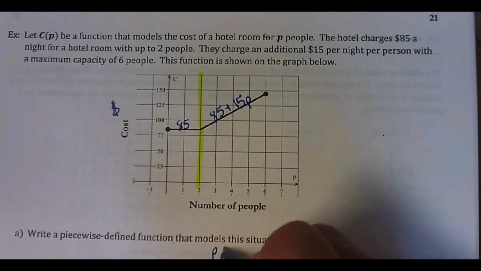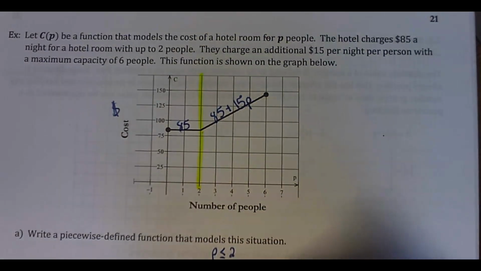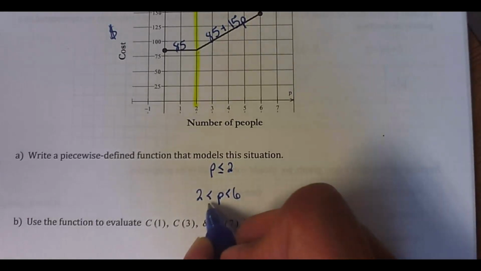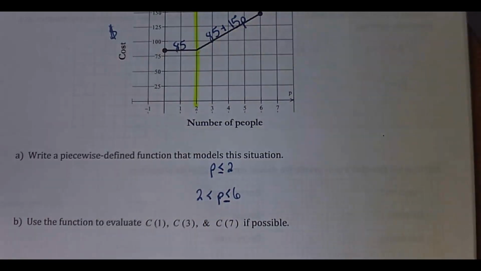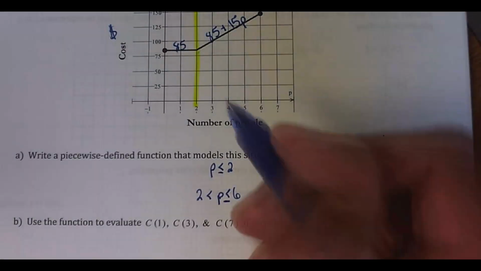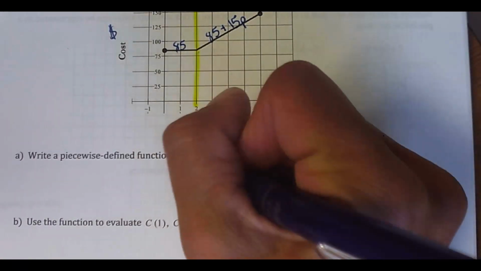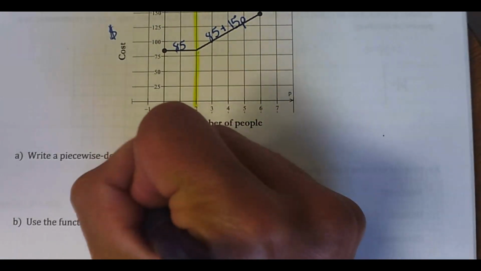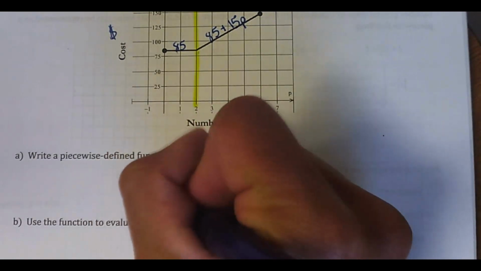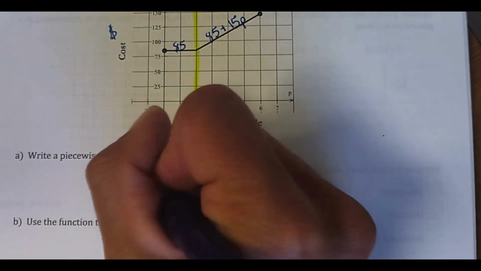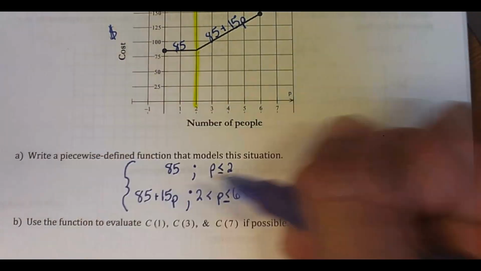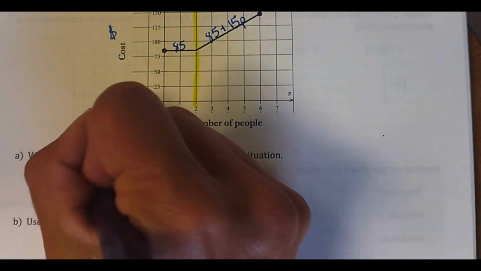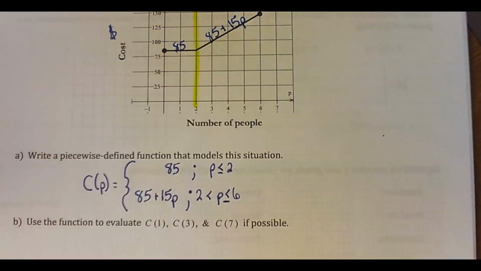So when P is less than or equal to 2, and then when P is between 2 and 6, 2 is already included here. Sorry, you can't see that, so I won't underline it, but up to 6, including 6, hence that closed circle. And so for this one, put my little semicolon, is just a flat fee of 85, and then this one again is $85 plus $15 for every additional person. Then they would do this little bracket here and put our big C of P equals.